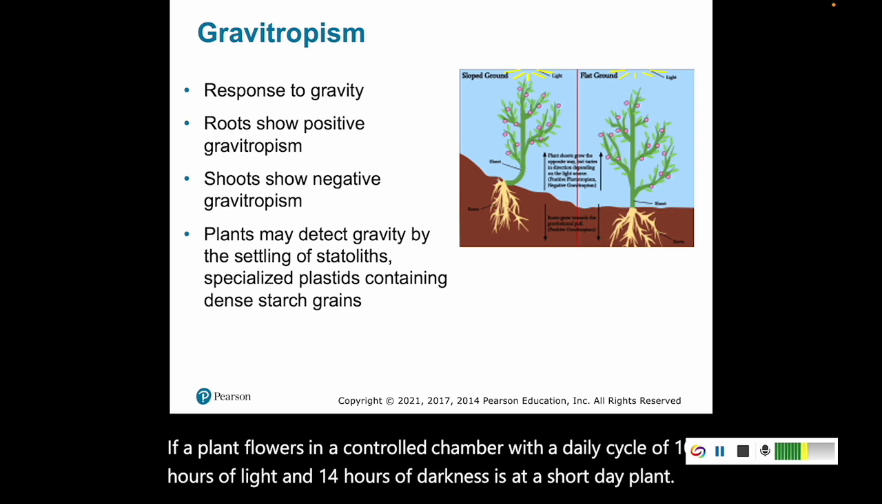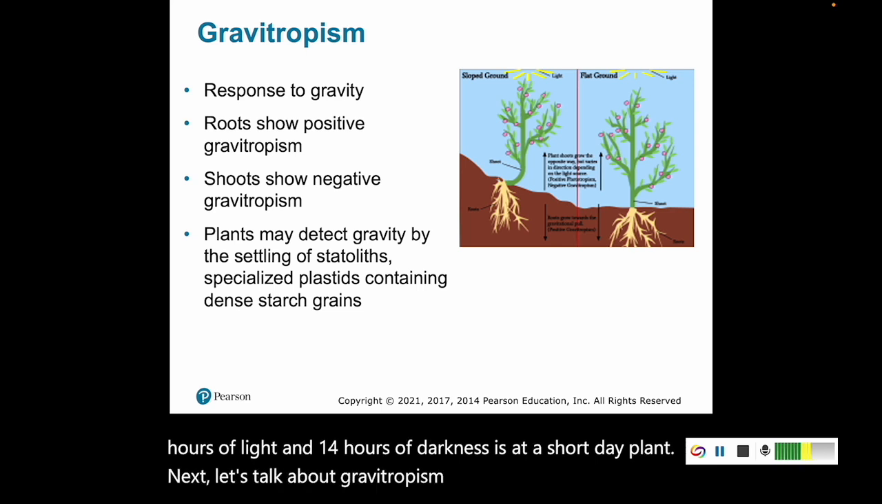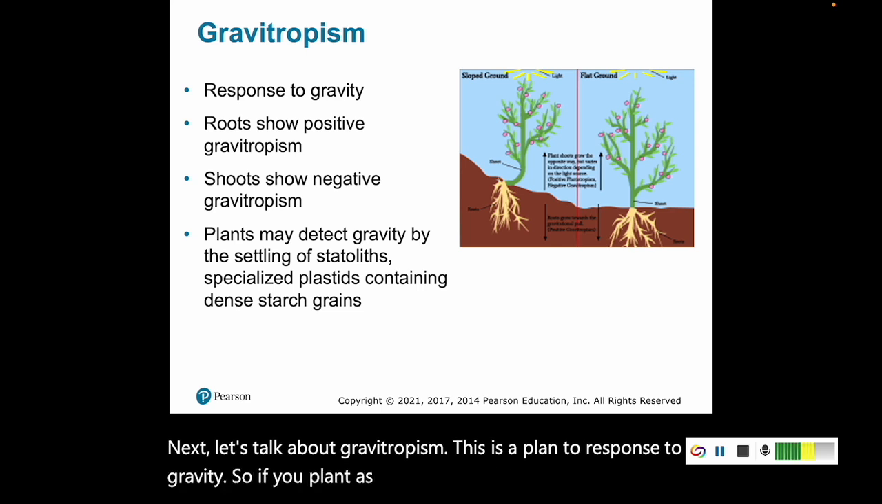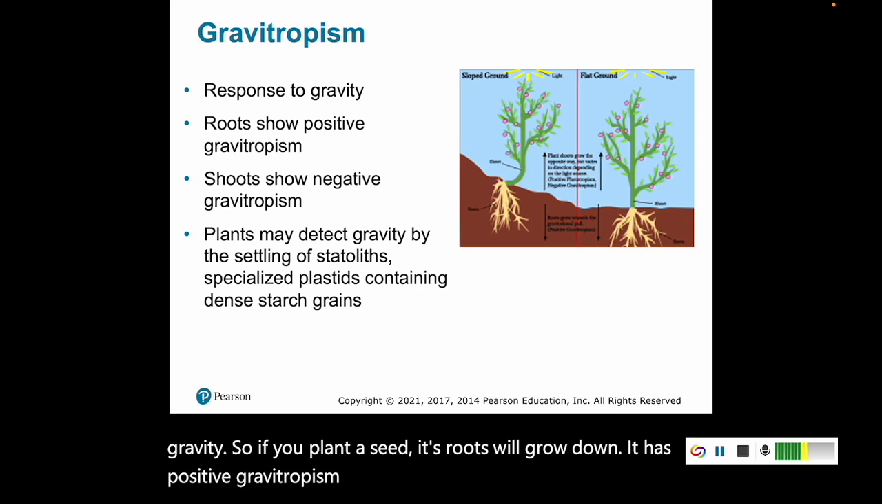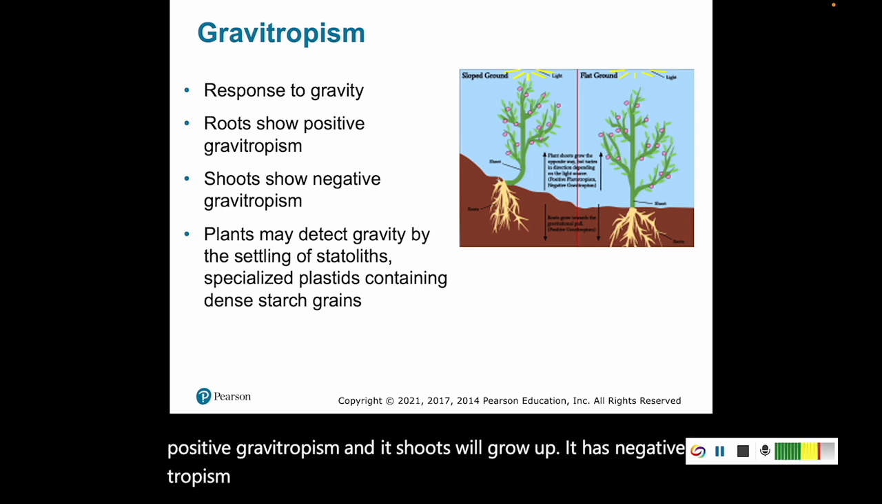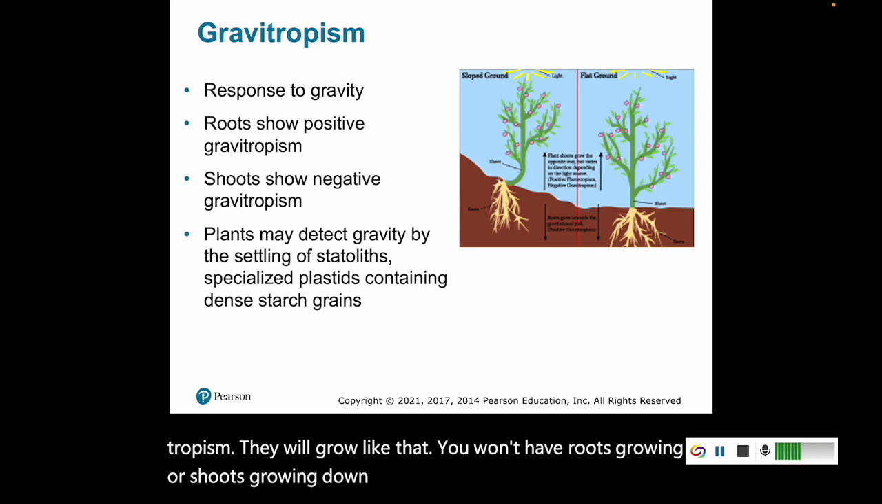Next, let's talk about gravitropism. This is a plant's response to gravity. So if you plant a seed, its roots will grow down. It has positive gravitropism. And its shoots will grow up. It has negative gravitropism. You won't have roots growing up or shoots growing down unless there's some mutation with this plant.